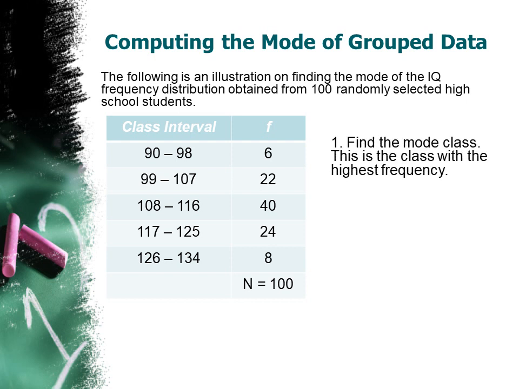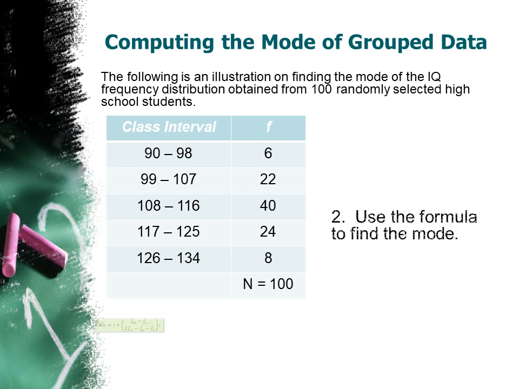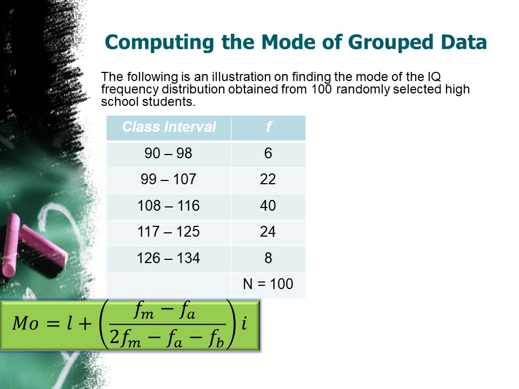So, find the modal class. What is the highest here? 40. So, therefore, this class 108 to 116 is the mode class. So, let's have the lower class boundary. That's 107.5 because we subtract here from the class boundary. Plus, what is F sub M? The frequency of the modal class, that's 40. Minus F sub A, the frequency above the modal class, that's 22. Divided by 2 times our F sub M, which is 40. So, 2 times 40, 80.